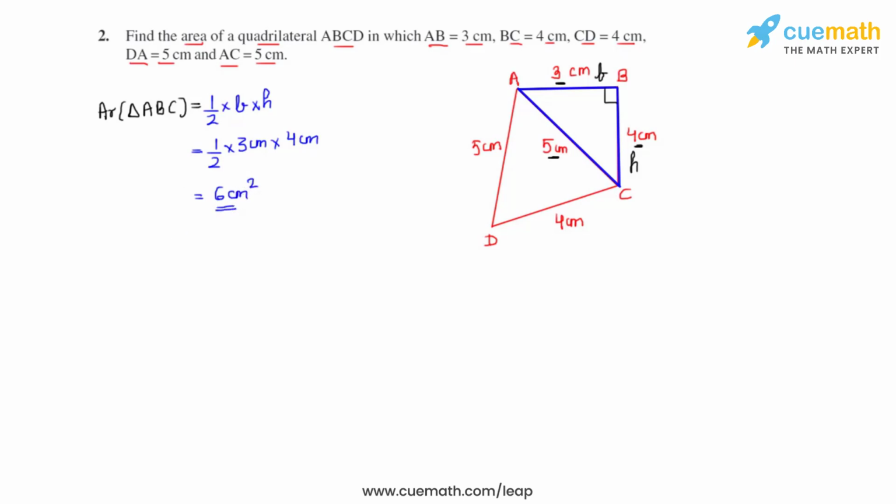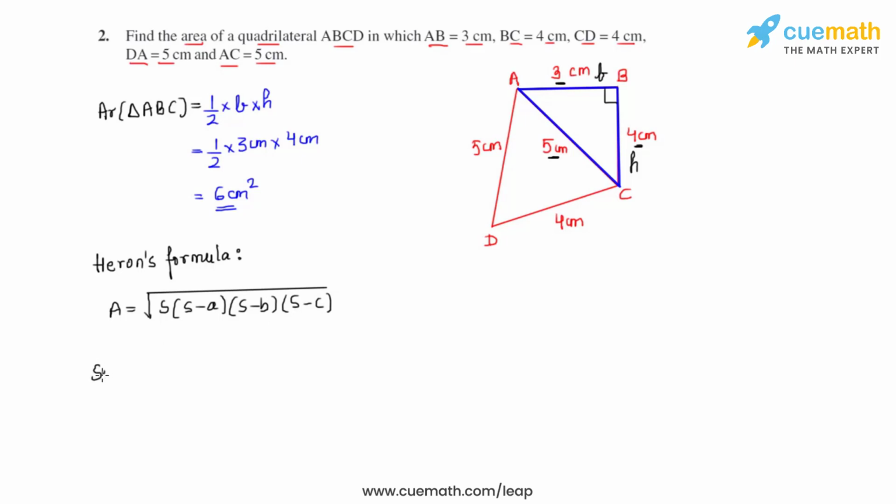Now the next part is to find the area of triangle ADC. But here we see that they have not given us the height. So the formula that we can make use of is Heron's formula. So let's write that. Heron's formula says that the area A of any given triangle equals the square root of S times (S minus a) times (S minus b) times (S minus c), where S is the semiperimeter of the triangle and a, b, c are its three side lengths.